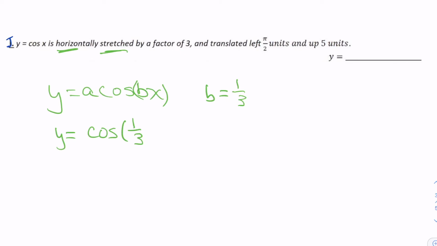Now we have a left-right translation and an up-down. So I'm going to have that 1/3, but I'm going to go ahead and put another parenthesis because then x, if I'm going left, that's actually opposite, inside opposite. So x plus pi halves units. And then up 5, that one I always like because that's easy, plus 5 at the end. What do you think, Miss Ryan? I think you did pretty good.